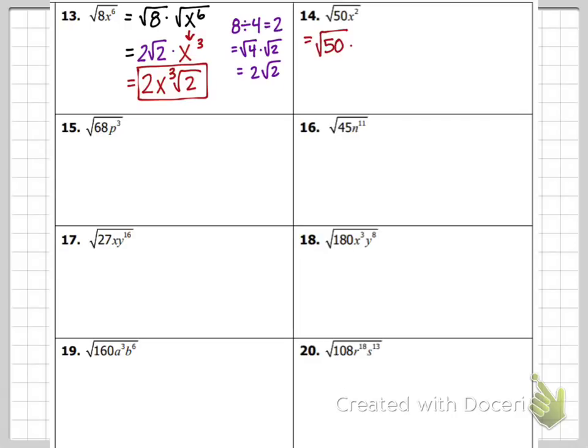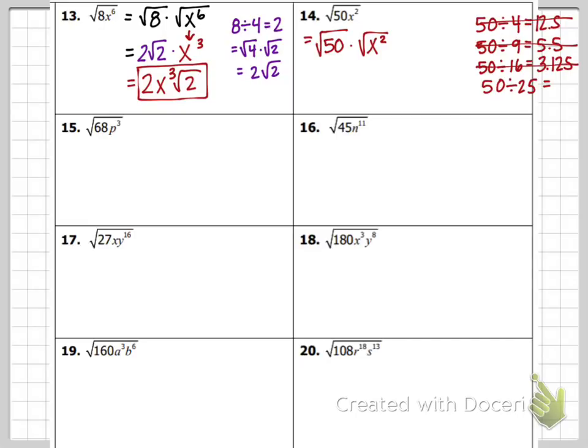So 14, square root of 50 times a square root of x squared. So remember, we divide that 50 by our perfect squares. So 50 divided by 4 is 12.5. We can't have a decimal, so I'm going to cross that off. 50 divided by 9, that's a decimal as well. 16 is a decimal. But 50 divided by 25 is 2.